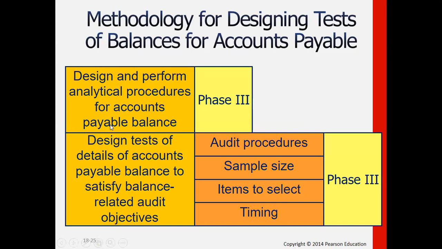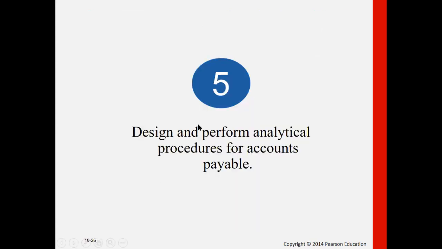For phase three, we design analytical procedures, which are the ratios for accounts payable balance. Then we now design tests of details of accounts payable balances with respect to audit procedure, sample size, items to select, and timing, which are already discussed a while ago, that of course the riskier the accounts are, so more extensive audit procedures, greater sample sizes, more items to be selected, and closer at the end of the accounting period.